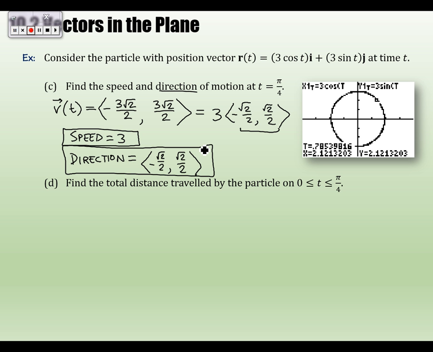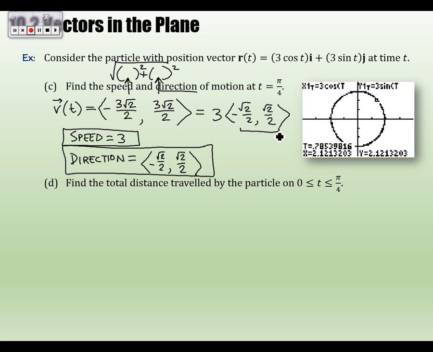You might want to check, right? Go ahead and use the formula: square root of this thing squared plus this thing squared, and verify that that does come out to 3. Try it. And then what is the formula for direction? Isn't it the velocity vector, which is this whole thing, divided by the magnitude, 3? So we actually did use the formula, we just didn't tell you.